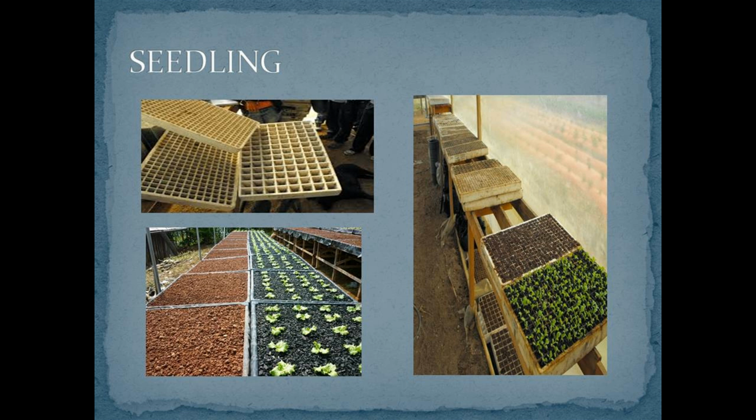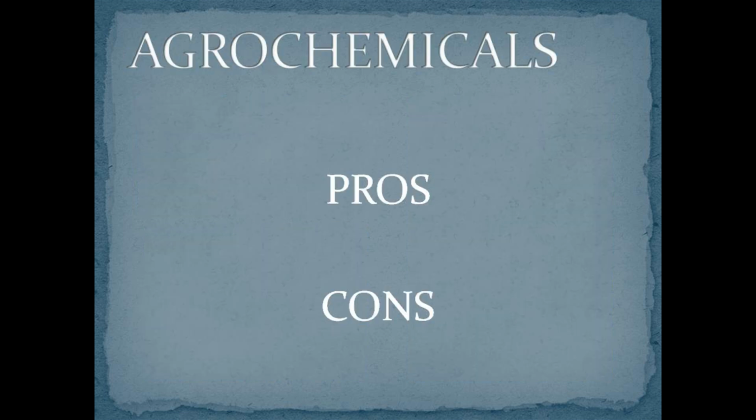The seed grows about 10 centimeters. Then you can transplant it into soil. Seedling is done under controlled conditions in a greenhouse. This method is more expensive, but safer against natural phenomena. In seed development, it's important to use agrochemicals like fertilizer, but is it correct to use them?